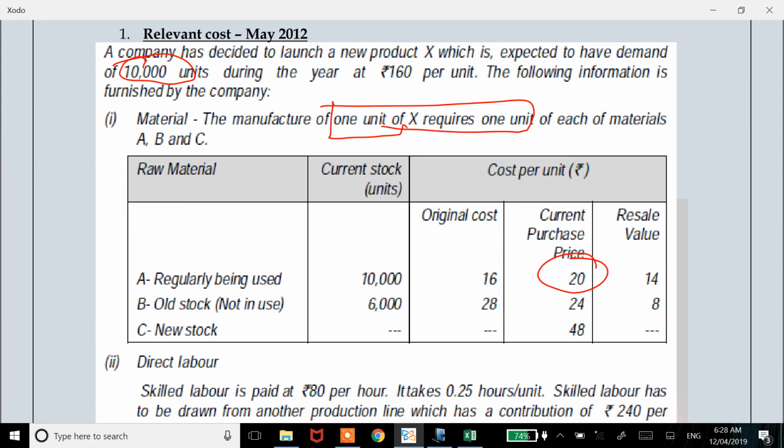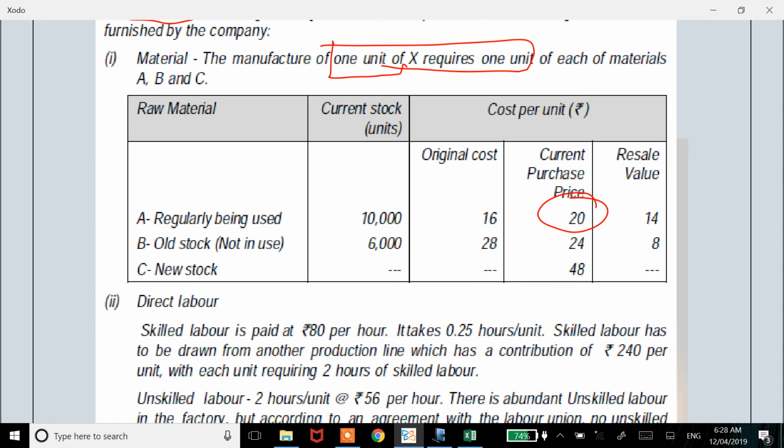For material which is in stock, the next question is: is it a fast moving material or a slow moving material? The scenario is slow moving material. In slow moving, they have given the resale value. Sometimes they'll give you an extra data point on substitute cost and so on. Here they have given the resale value. So for the 6,000 units which are in stock, the value is only 8 rupees, and for the 4,000 units which you are going to buy, the value is 24.